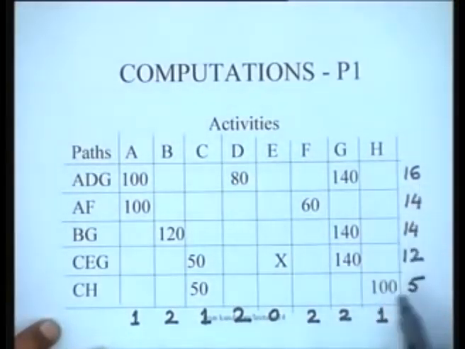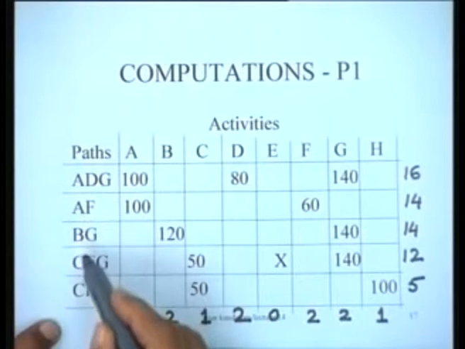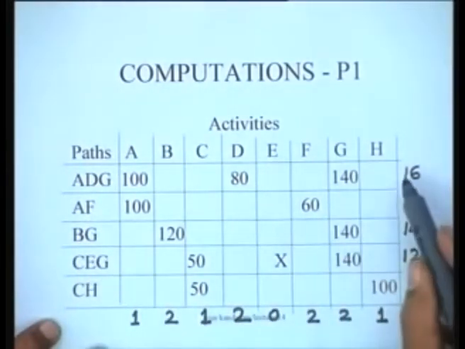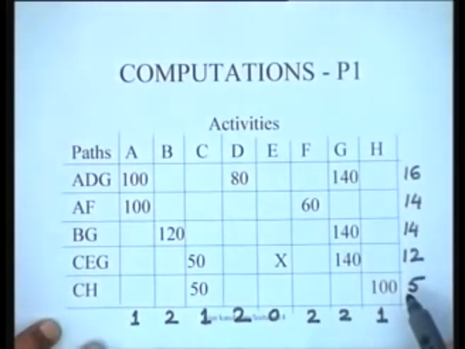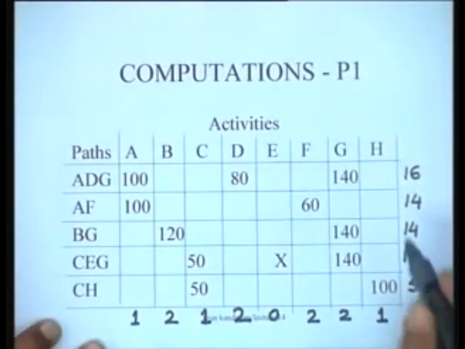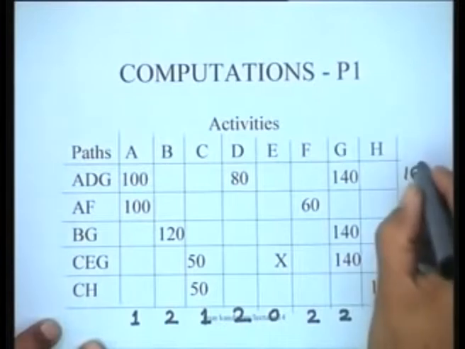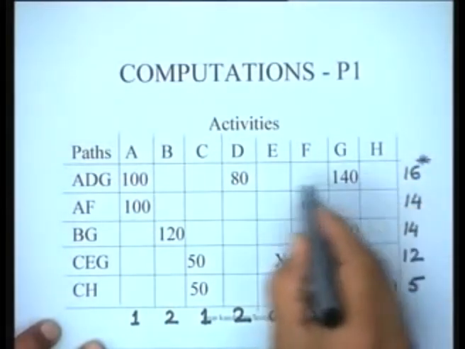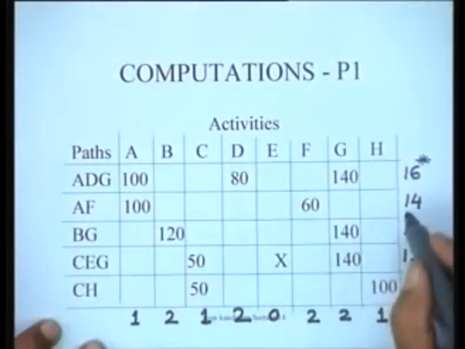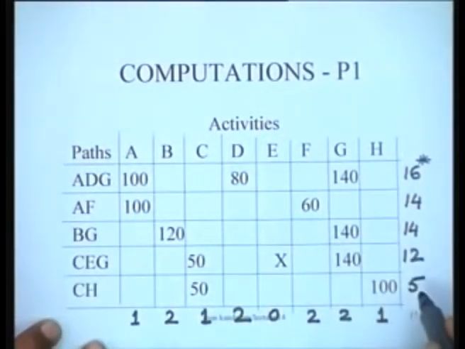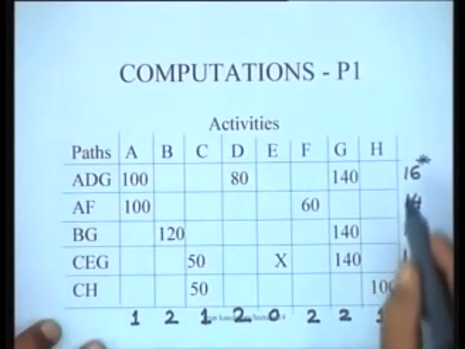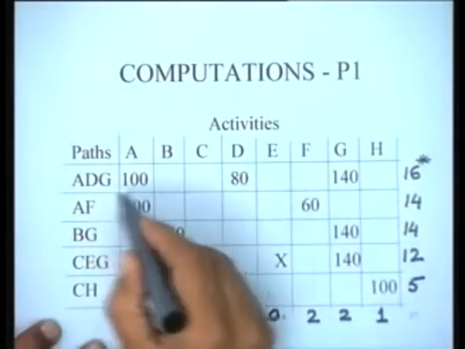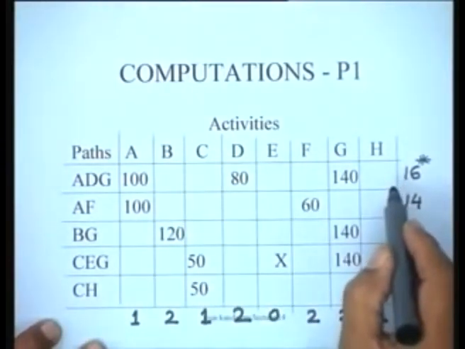So to begin with, these 5 paths in the project at the normal starting point have these durations. So this is the longest path. This particular path, I put an asterisk on it. The critical path now is ADG. The other paths are smaller, obviously. So what we now do is find out the cheapest way to crash this particular path, or bring down its duration.